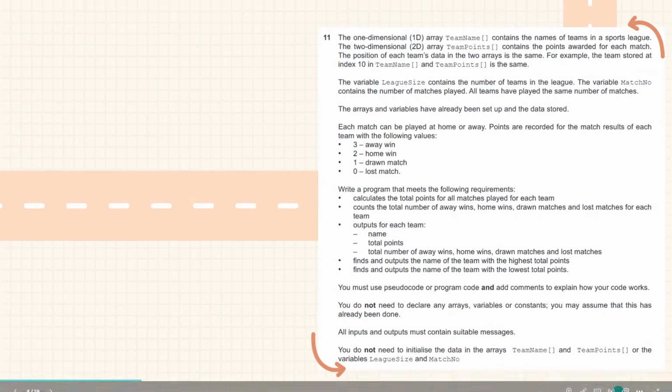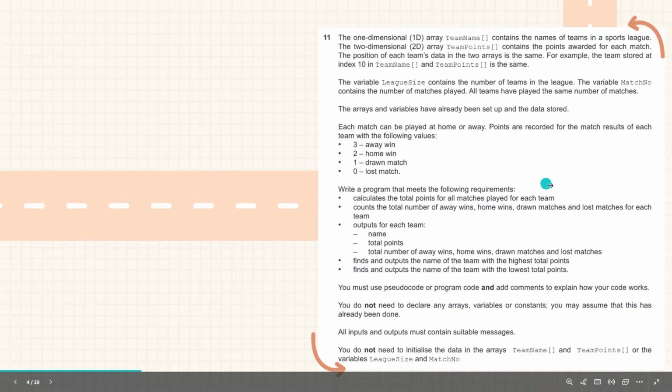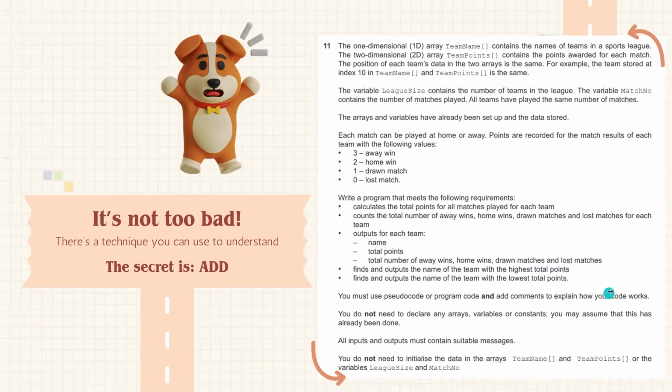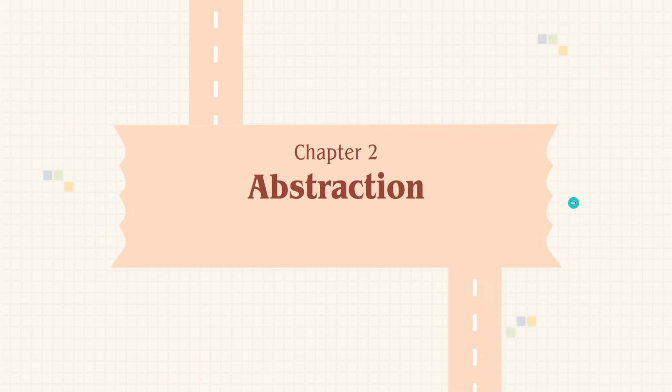When you see this big marker, you might be shocked, like this little dog. That's why I have a secret for you. The secret technique is called ADD: A for abstract, D for data, and another D for design.